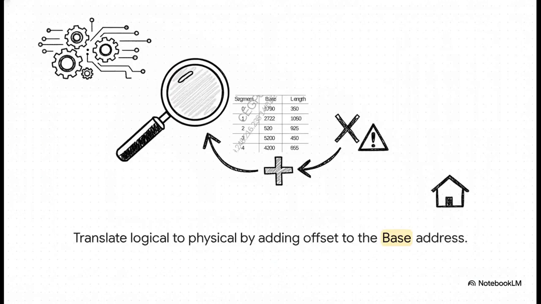To anchor that theory into practice, let's talk about segment tables. An exam question will typically ask you to translate a logical address to a physical address using one of these tables. How do you actually do it? Well, you take the segment number they give you, find its corresponding base address on the table, and then simply add the offset to that base. Super easy, right? The only trick you have to watch out for is making sure your offset doesn't exceed the length limit.